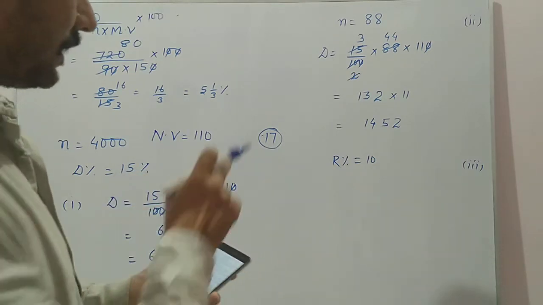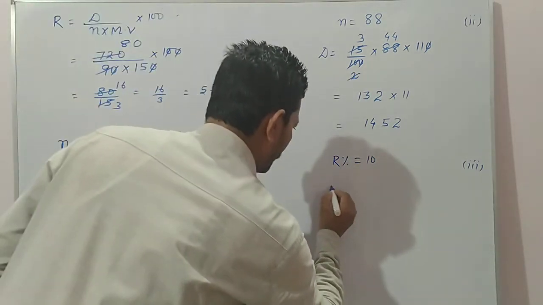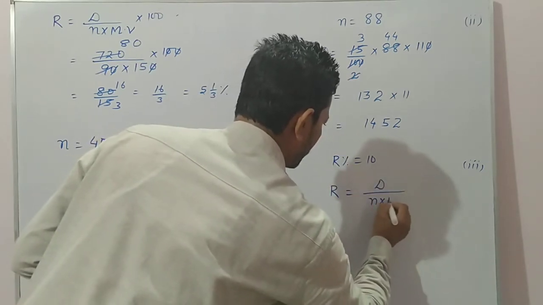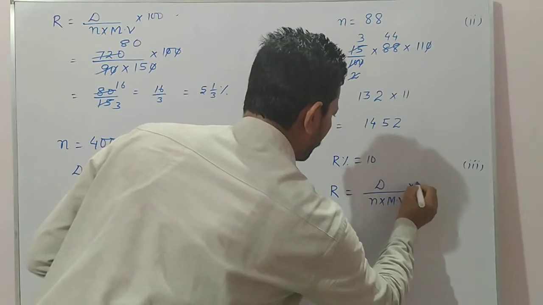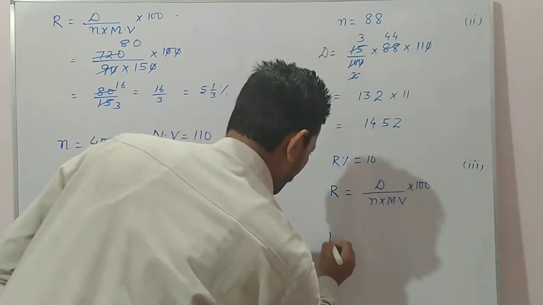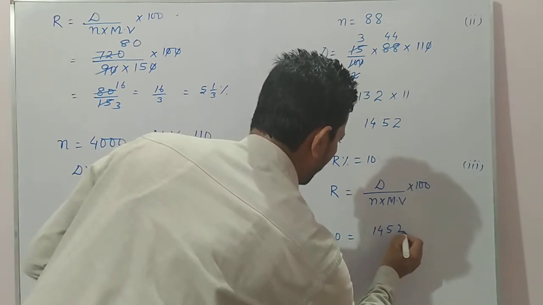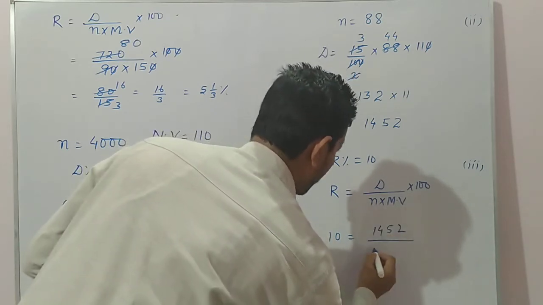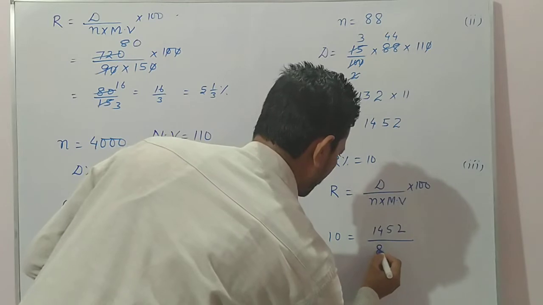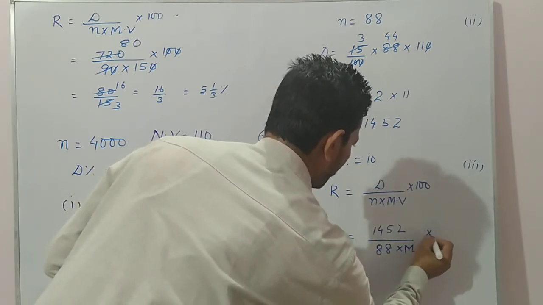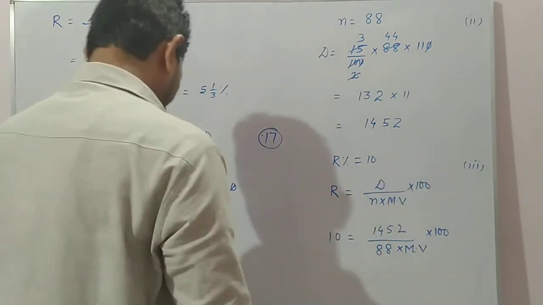So rate of interest is 10%. So we know that the rate of interest formula is dividend by number of shares into market value into 100. Rate of interest, that is 10. Dividend, that is 1452 by number of shares, that is 88. Market value we require into 100.